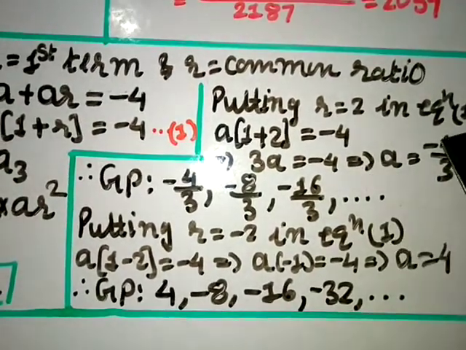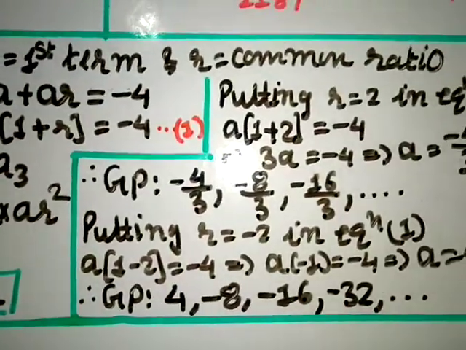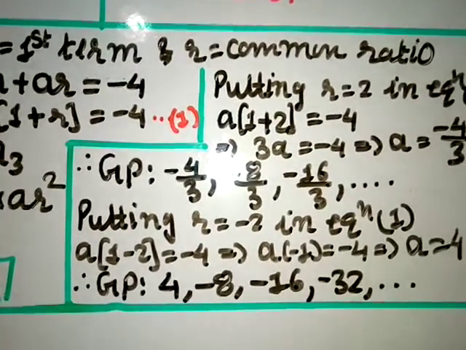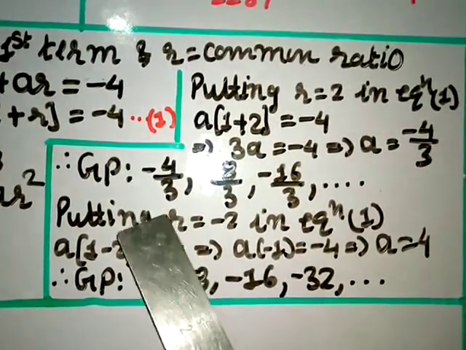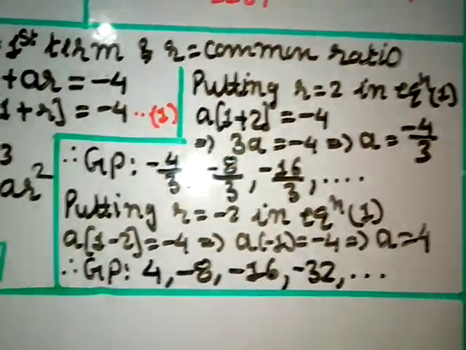If A value is minus 4 by 3, and the ratio is, we have taken here plus or minus 2, but for this particular case we have taken plus 2. Then the GP will be given as minus 4 by 3, minus 8 by 3, minus 16 by 3 and so on.